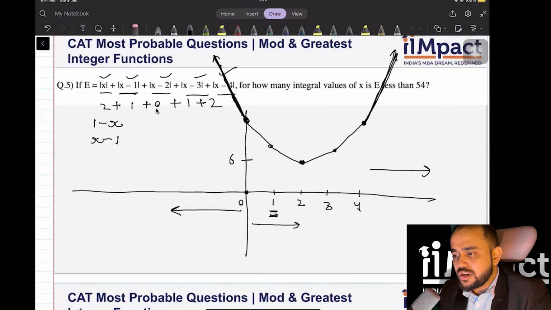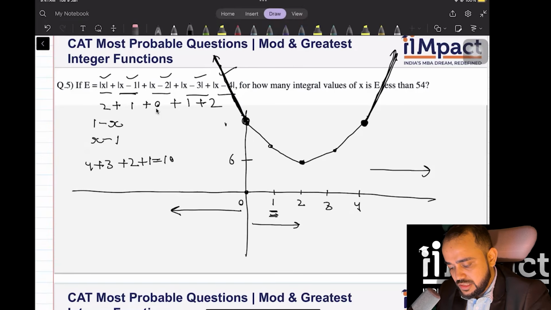Honestly, this much is not needed, because once you calculate the value at x is equal to 4 and 0, you will realize that the value will be 4 plus 3 plus 2 plus 1, which is 10. So this is 10. This line is 10.